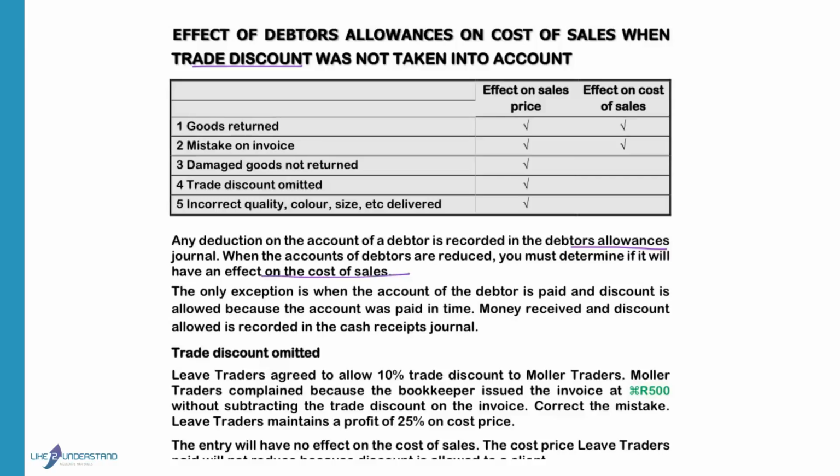The only exception to the rule is when a debtor pays his account and discount is allowed because he paid in time, this entry will be recorded in the cash receipts journal.